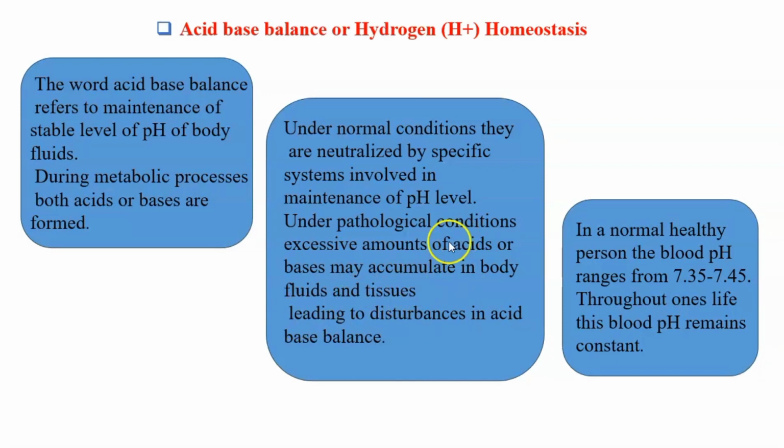And when it accumulates, it will lead to what? Disturbance in acid-base balance. I want you to listen attentively. This is our point to note: in a normal healthy person, the blood pH ranges from 7.35 to 7.45. That is averagely 7.4, which is the normal physiological pH for a healthy individual. Okay? And so we proceed.